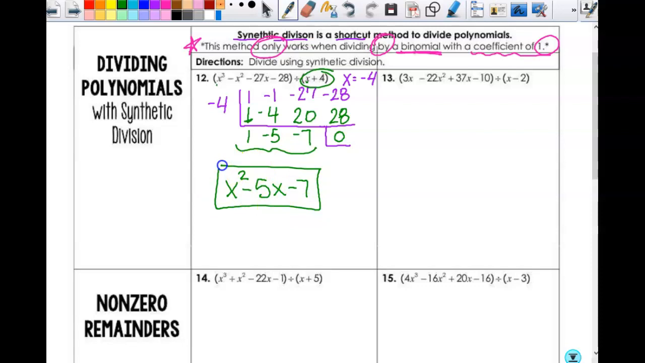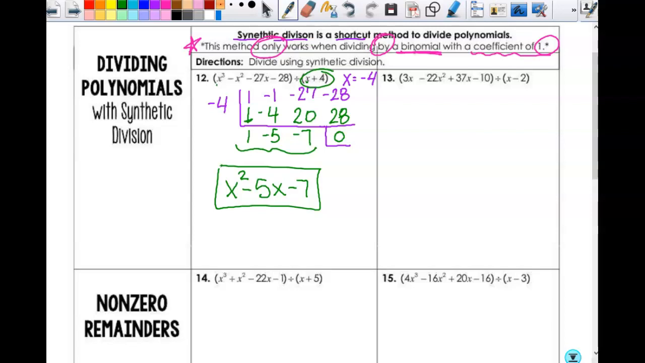And if you multiply this back with x plus 4, you will get your original polynomial back. And it's quicker than long division, but again, the process isn't complicated or confusing. It's just very different. So sometimes people get confused as to where to put what and whatnot.